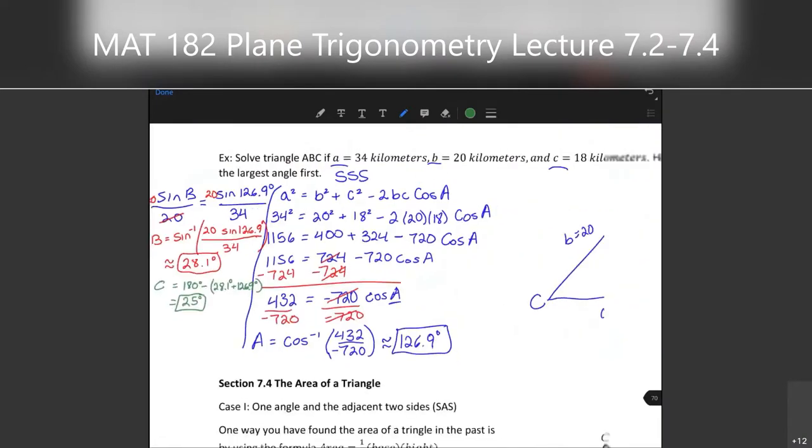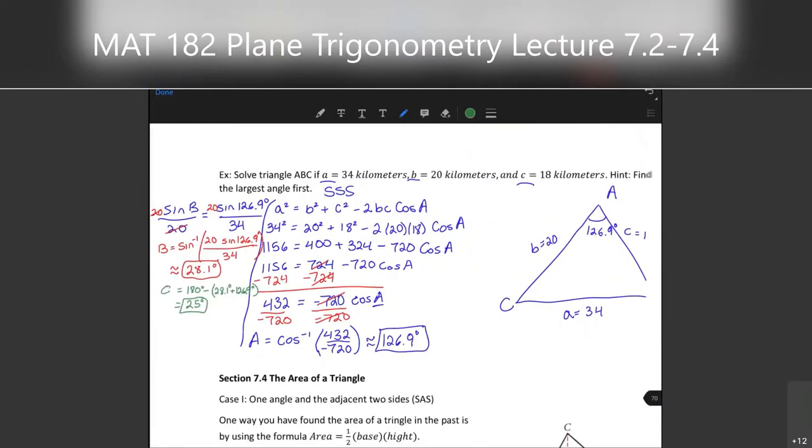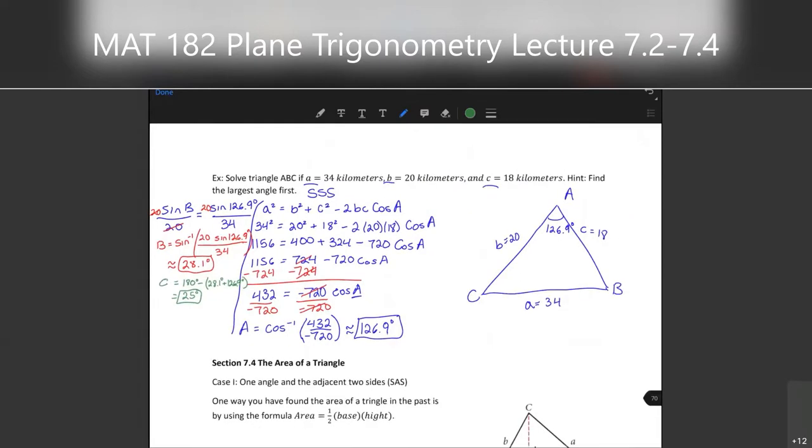So just another case of the side-side-side triangle using the law of cosines. So we've got an angle of 25 degrees and an angle of 28.1. All right, are there any questions I can answer about the procedure for this type of problem?